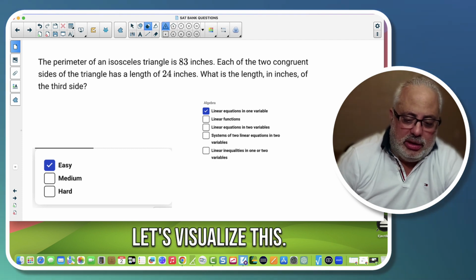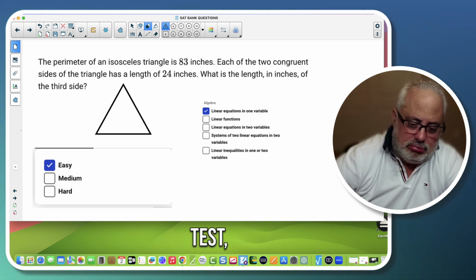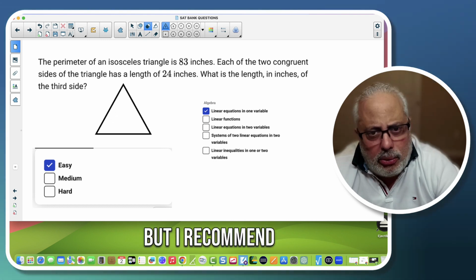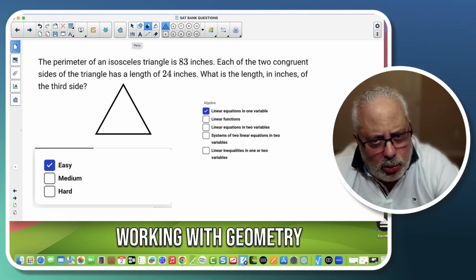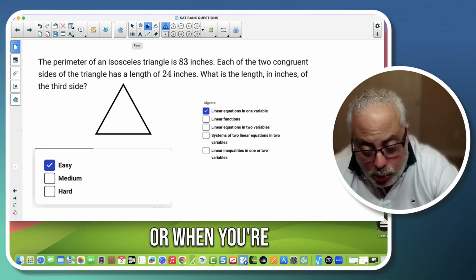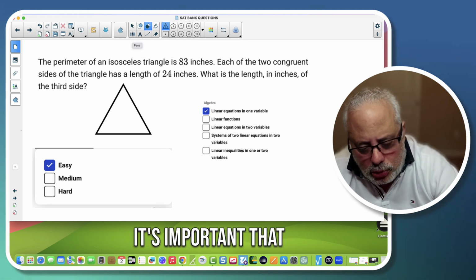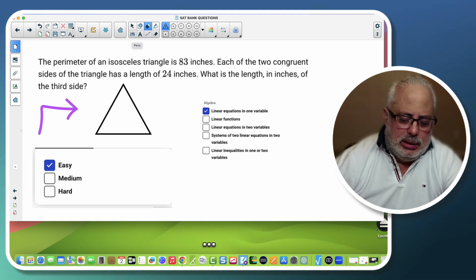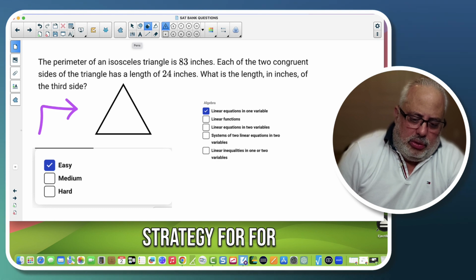Let's visualize this. I know when you're doing the test, you don't do it, but I recommend that you sketch every time that you're working with geometry and the image is not given, or when you're practicing. It's important that you sketch. This is a strategy for mastering.